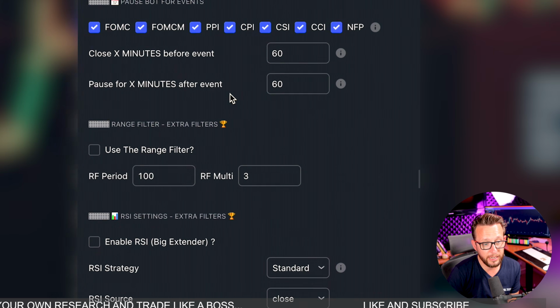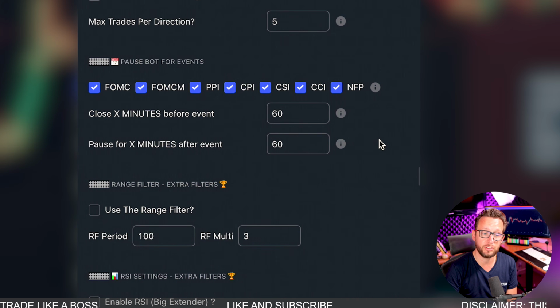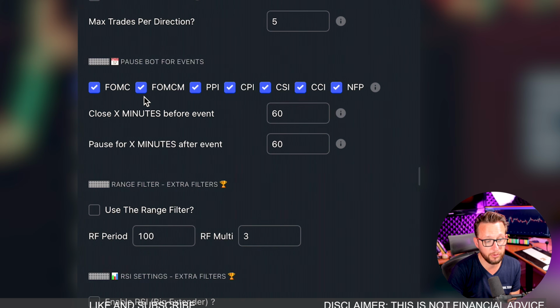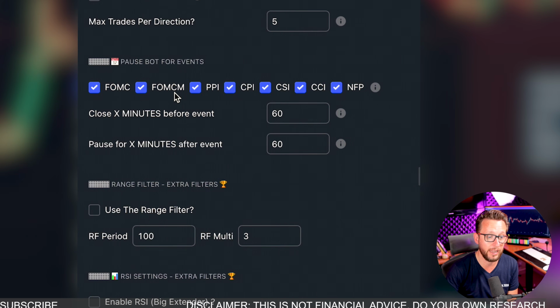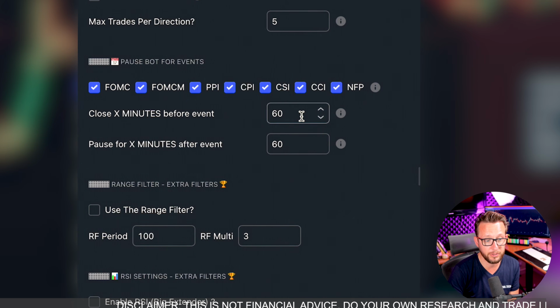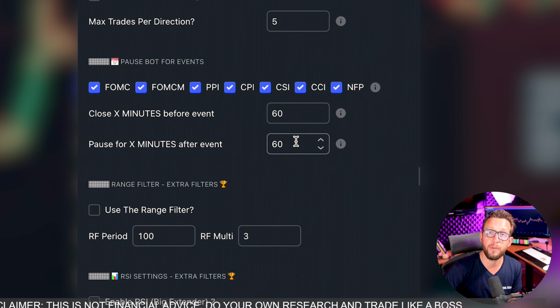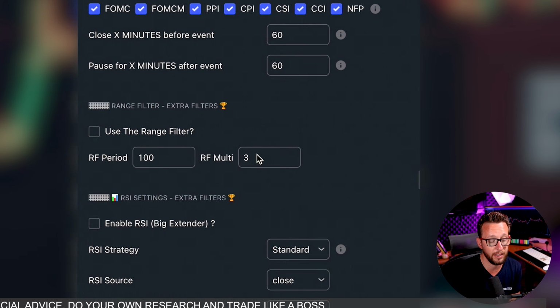I do not trade big events anymore. It seems to make a lot of my trading strategies a lot more profitable by pausing my bots through the periods where there's a lot of fluctuation in the market, where you can go either way. So I pause my bot for 60 minutes before and 60 minutes afterwards, before any big events like the PPI, the CPI, and things like that.